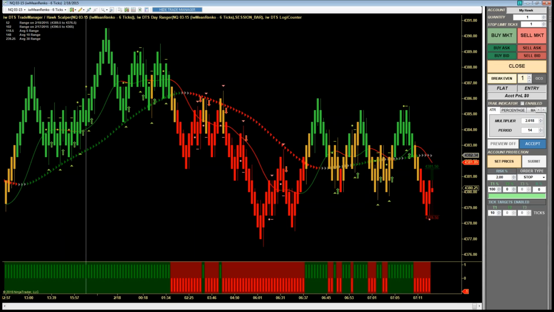Oh, Anne says, the reason I asked is most of the time live, I see the arrows appear and disappear as it ticks. It depends, because there's a lot of parameters that need to be met before the signal actually generates. If the parameters change, yes, the signal will disappear.